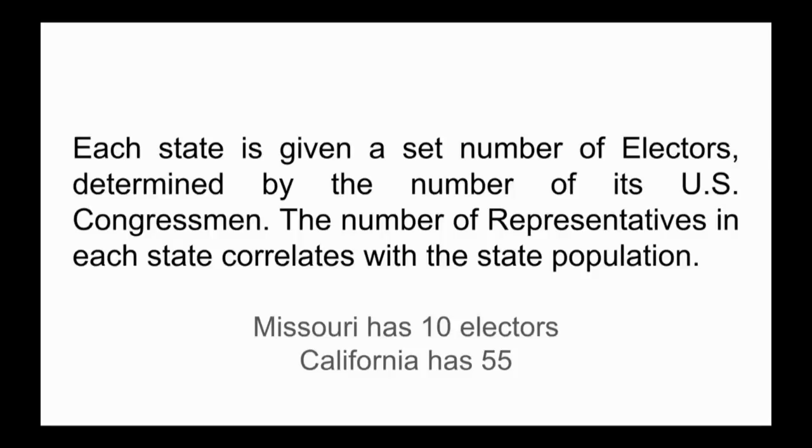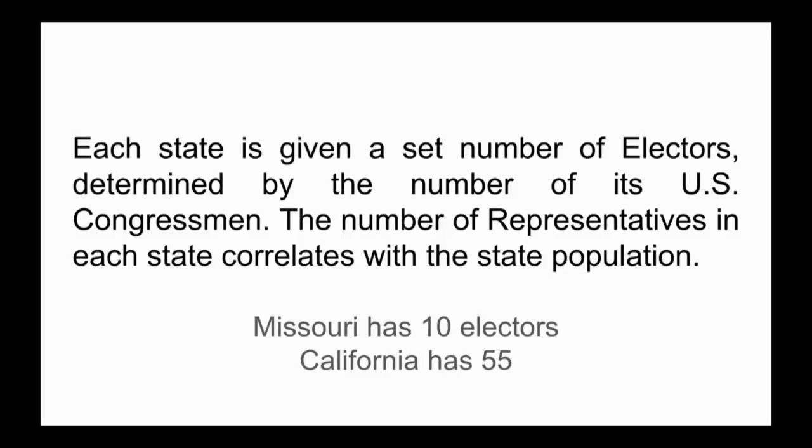So just to explain how the Electoral College works. Each state is given a set number of electors determined by the number of its U.S. congressmen. The number of representatives in each state correlates with the state population. So in Missouri, we have 8 members in the House of Representatives and 2 members in the U.S. Senate. If you add them together, we get 10, so Missouri has 10 electors.